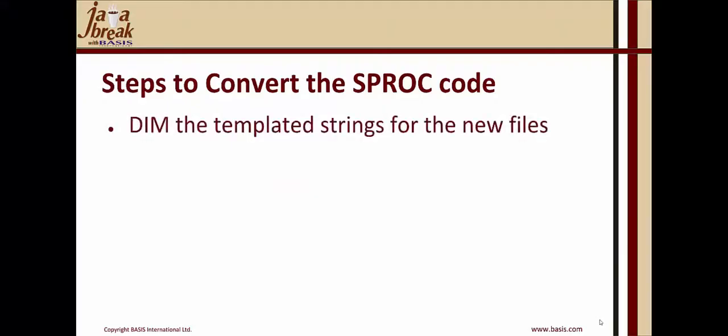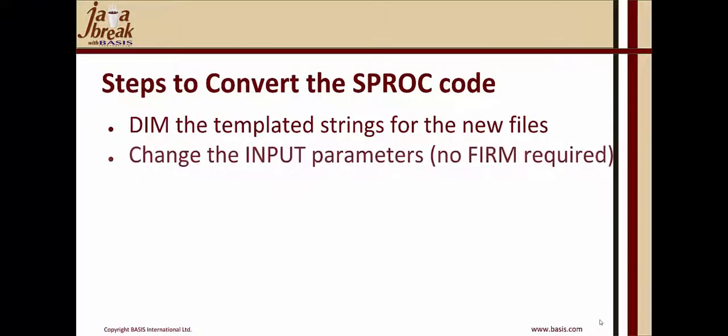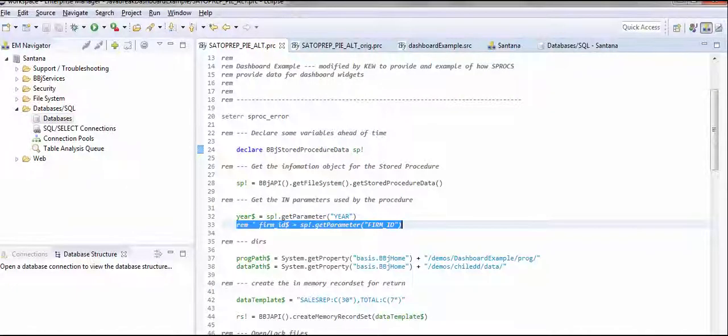There are two input parameters in the original SPROC, year and firm ID. In the Chili Company database, there is no distinction between firms. There is only one. The firm ID parameter is now meaningless. Rather than changing the input parameters defined for the SPROC, we will simply ignore the value passed in.